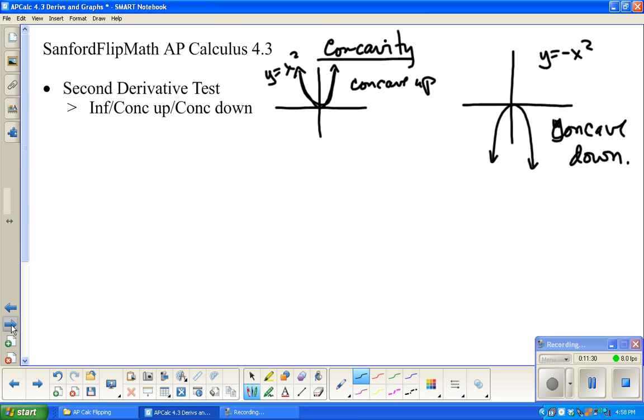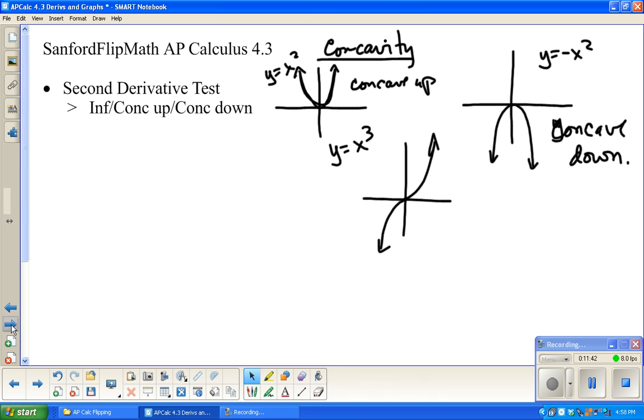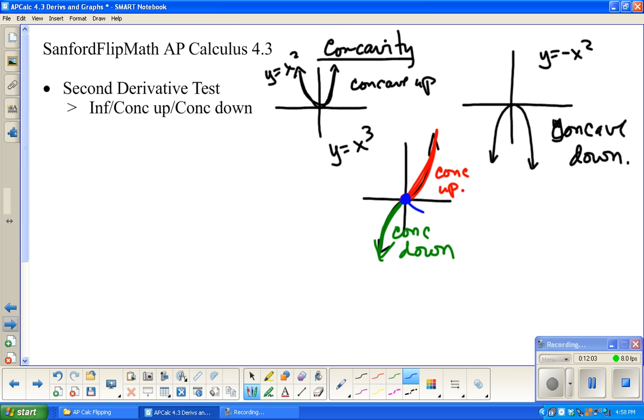Now some graphs switch. For instance, if I look at y equals x cubed, it looks something like this. This side looks like part of a parabola that opens up. It is concave up. This side looks like part of a parabola that opens down. It is concave down. And where concavity changes is called an inflection point.